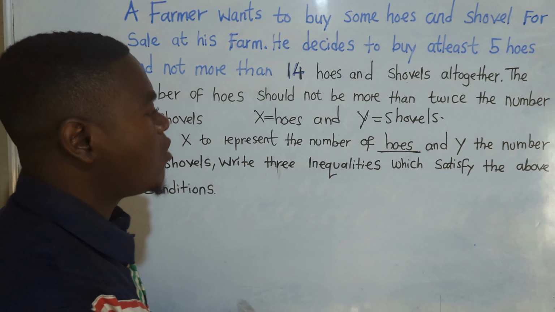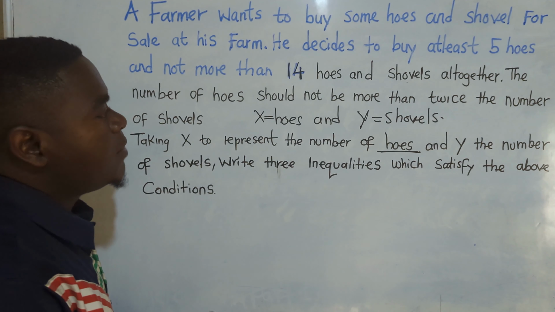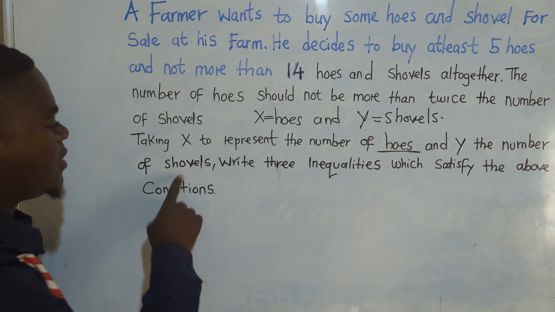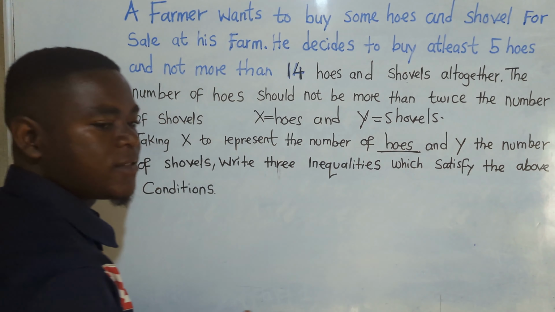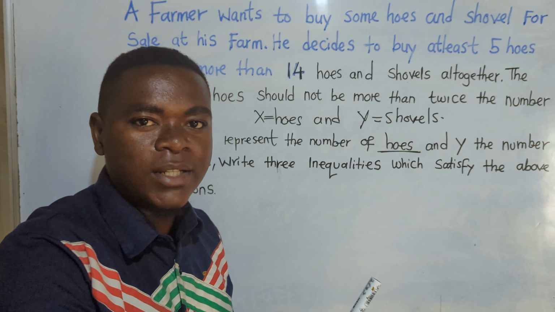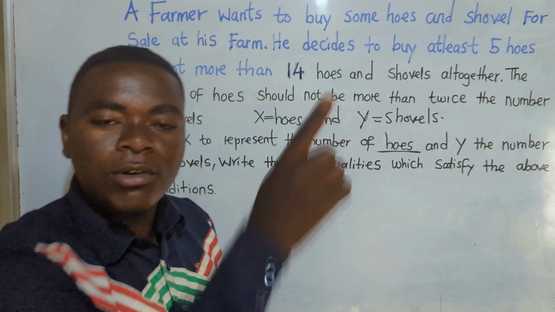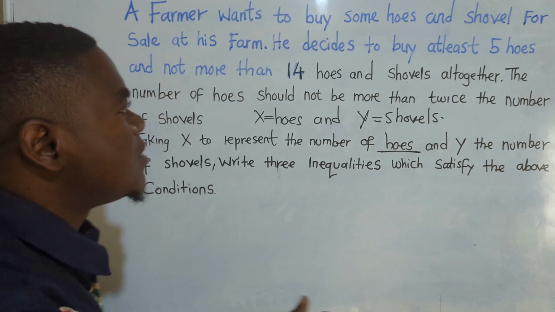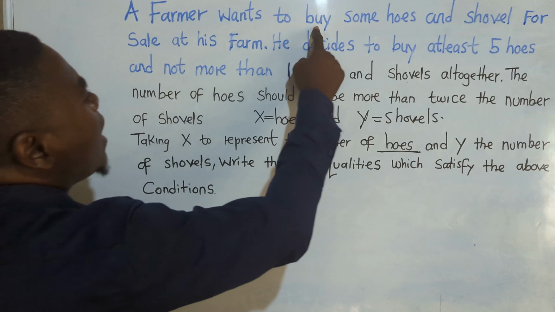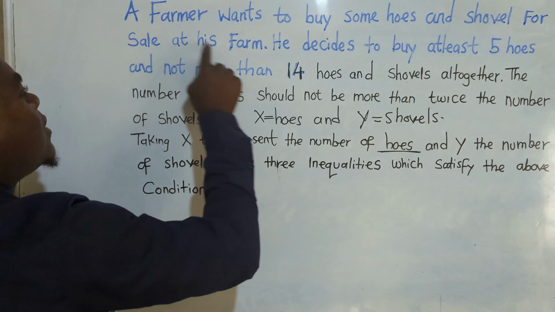Then what we are going to do for us to answer now this particular question, I remember telling you to say when we mix inequalities, so when the question is saying write 3 inequalities. So inequalities are at least, when you hear the word at least, sense an inequality there. At most, sense an inequality, less than, greater than, not more than, not less than. These are inequalities. So when we start reading this paragraph, a farmer wants to buy some hoes and shovel for a sale at his farm.